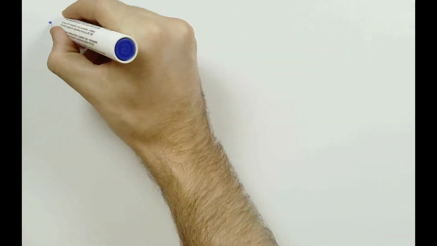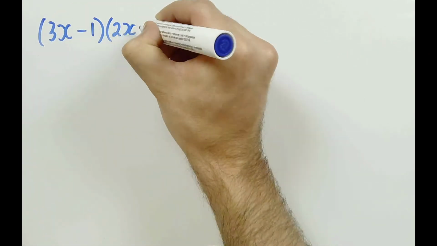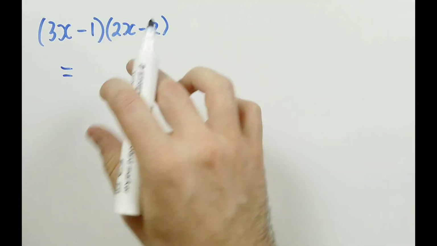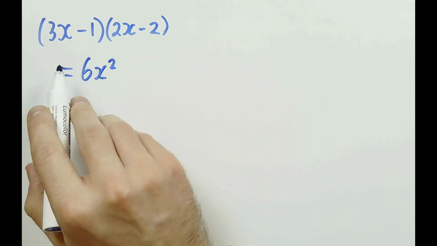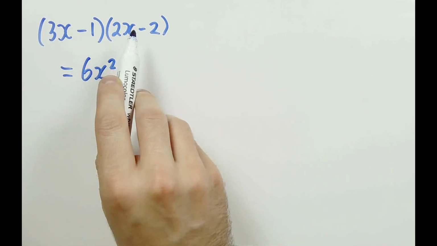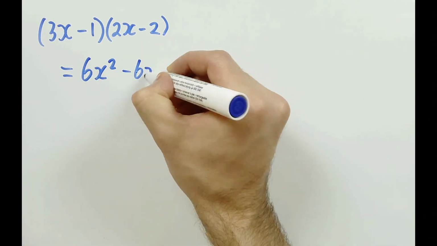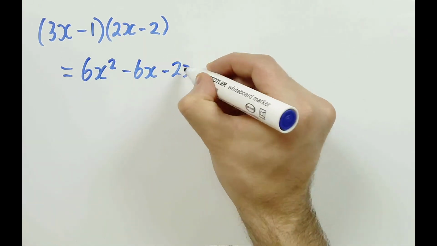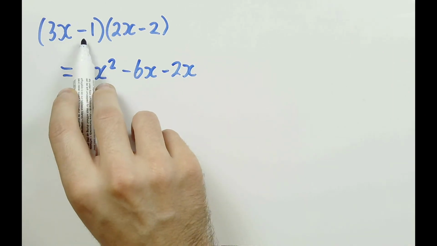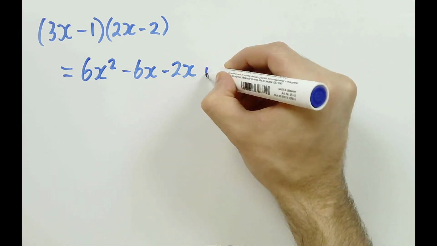And let's do one last example to finish up. 3x minus 1 outside of 2x minus 2. So here we're left with 3x times 2x, 6x squared, plus 3x times negative 2, negative 6x, plus negative 1 times 2x, negative 2x, plus negative 1 times negative 2, which is positive 2.